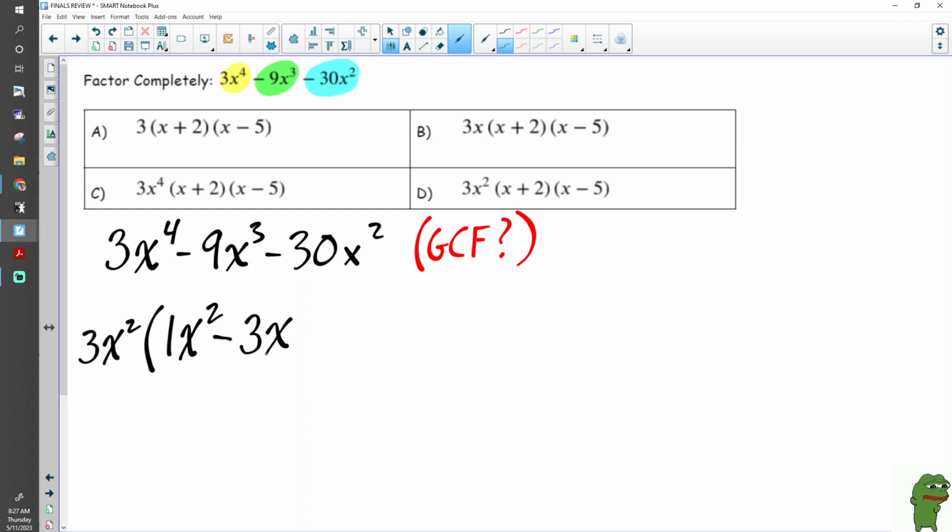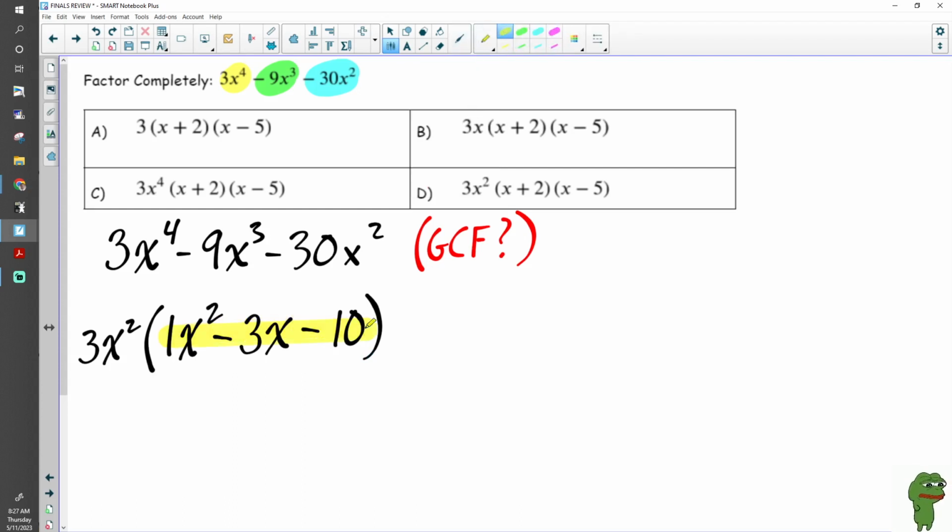Bring down your minus. I have 30x squared. I'm taking away both x's, so the x's are all gone, and I just divide. 30 divided by 3 is 10. Okay? That's what it looks like to take out a greatest common factor. We took out as much as we possibly can. If you do not take out as much as you possibly can, then your multiple choice answer is not going to show up. So once we are here, now we can use the x method to finish factoring.